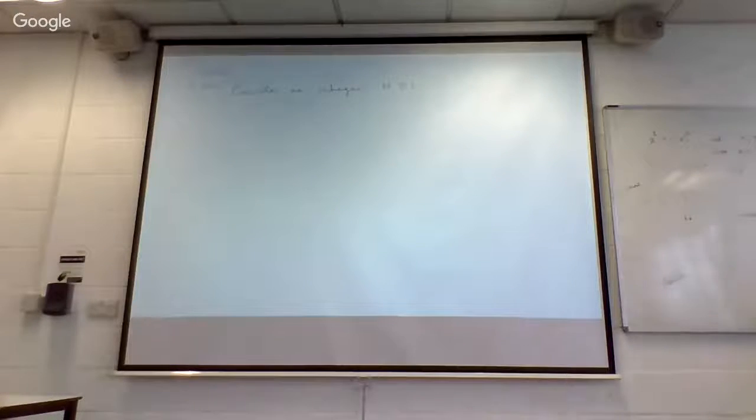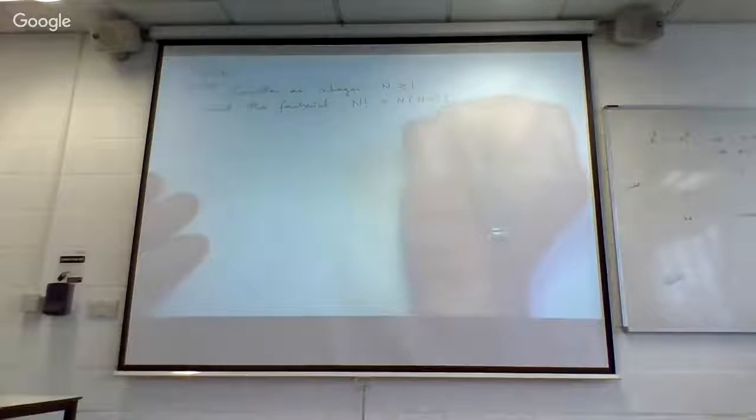Okay, so this is the way it works. Consider an integer n, a positive integer. And we'll consider the factorial. Now, which factorial are we going to take? It's going to start with 2. And consider the factorial, n factorial. So this is n times n minus 1, n minus 2, all the way down to 3, 2, 1.